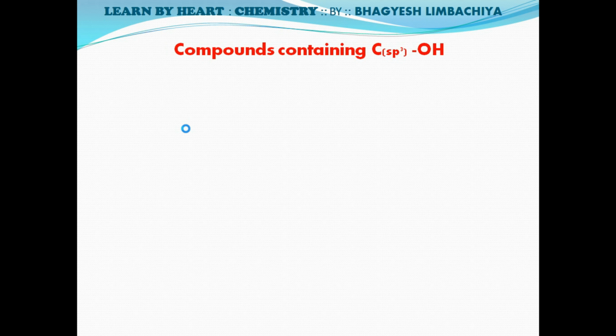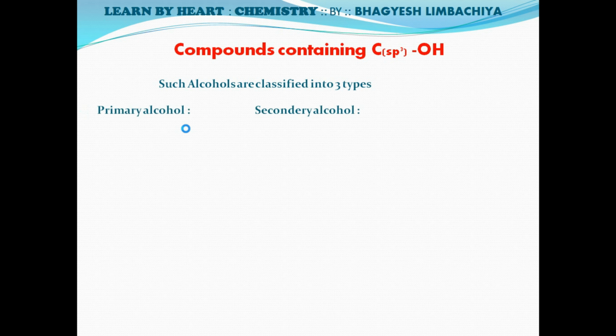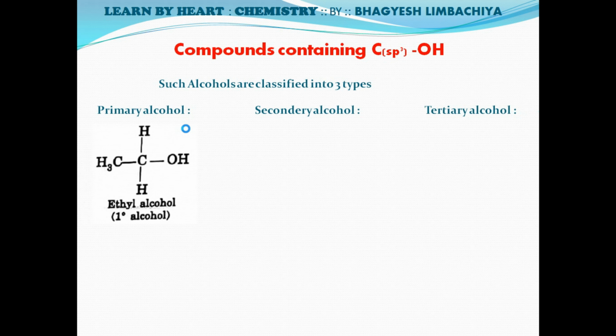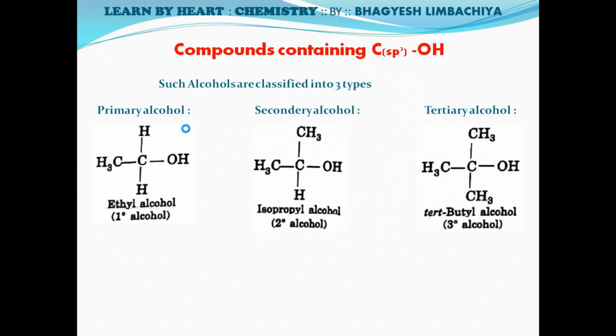Now we are considering the compounds containing a carbon which is sp3 hybridized, and the OH. Such alcohols are classified into three types. Number 1, primary alcohol. Number 2, secondary alcohol. Number 3, tertiary alcohol. Consider these three compounds. This OH-containing carbon is attached with only one carbon atom. So such a compound is known as a primary alcohol.